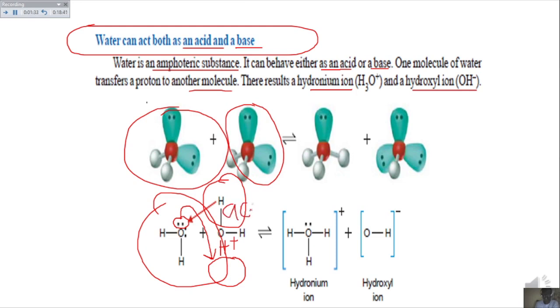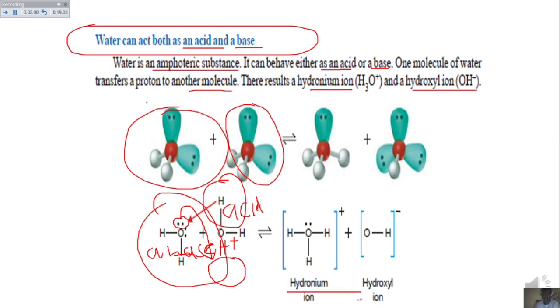Now I've told you that an acid is a proton donor, while a base is a proton acceptor. A base is a proton acceptor. It's accepting a proton from this molecule of water. And when it accepts a proton from this particular molecule of water, what happens?